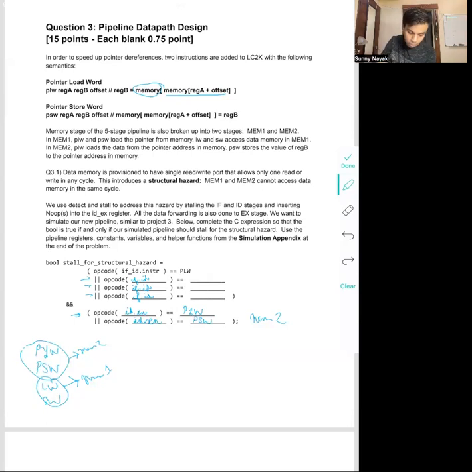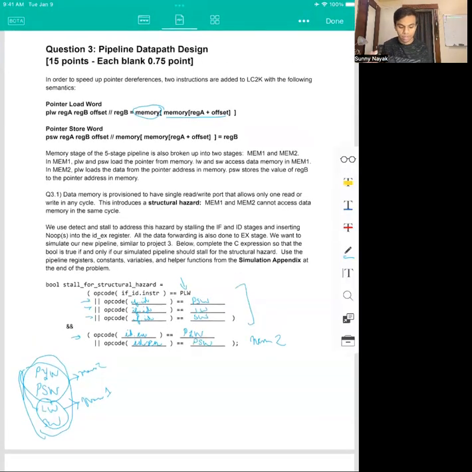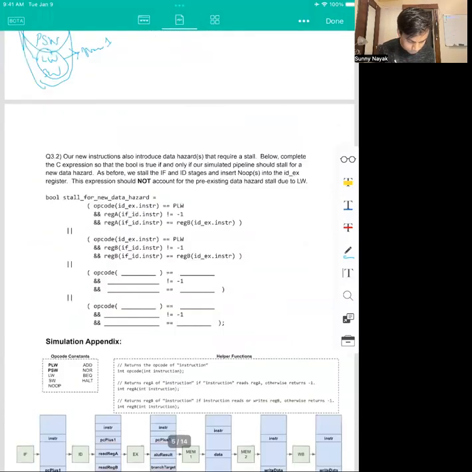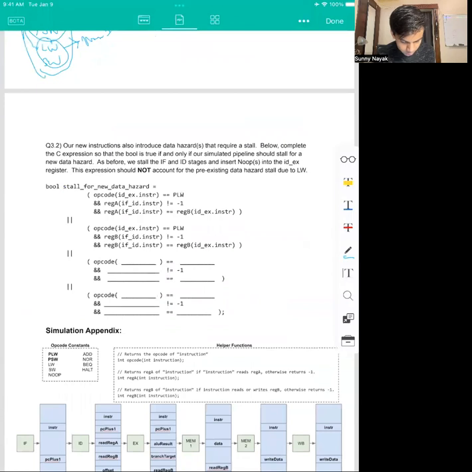So we can't perform any access that uses mem1. I shouldn't have circled this. All of these instructions use mem1. So all of these instructions, if they follow a PLW or PSW, need to be stalled. And so I'm going to have a PSW here, an LW, and an SW. That tells me whether I'm going to have a structural hazard resulting from concurrent memory accesses. Awesome. So it says these new instructions also introduce data hazards that require a stall. Cool.